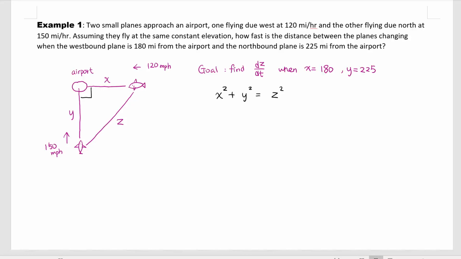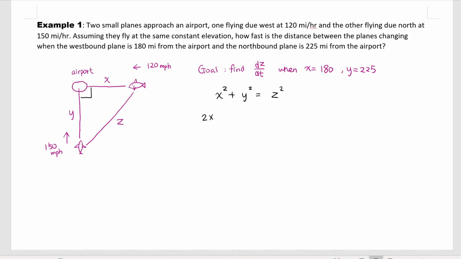So be careful compared to section 3.7. When we do the implicit differentiation there, we differentiate with respect to x. So when we take the derivative of x, dx is like 1. When we differentiate y, we multiply by y prime at the end.